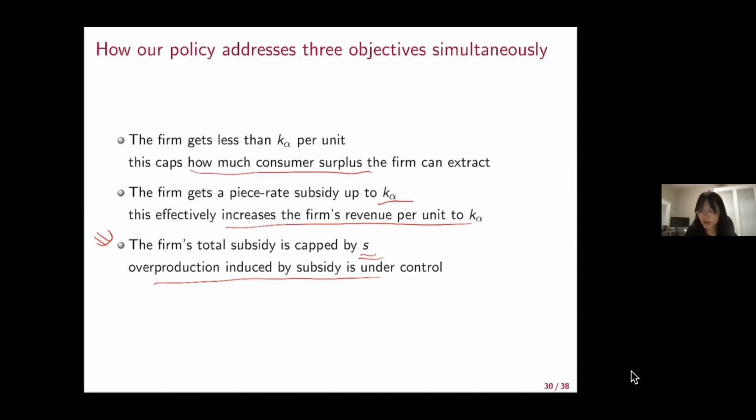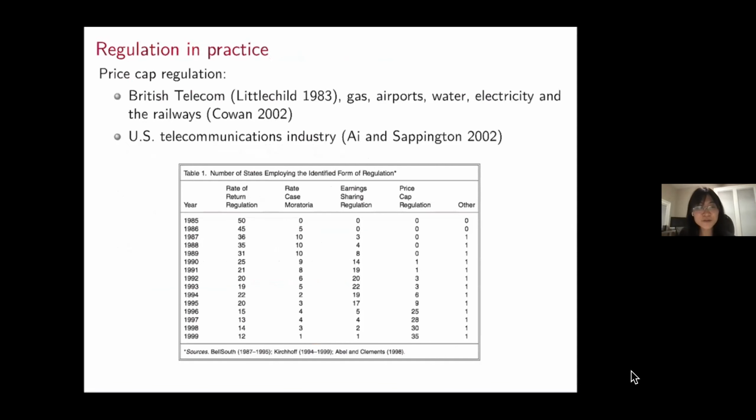Okay. So this policy, the policy we have, provides a micro foundation to the price cap regulation. Price cap regulation was initially used by British Telecom, gas, airports, water, electricity, and the railway industries. In the US telecommunication industry, between 1985 and 1999, initially 50 states used rate of return regulation, but by 1999, 35 states moved from rate of return regulation to price cap regulation.